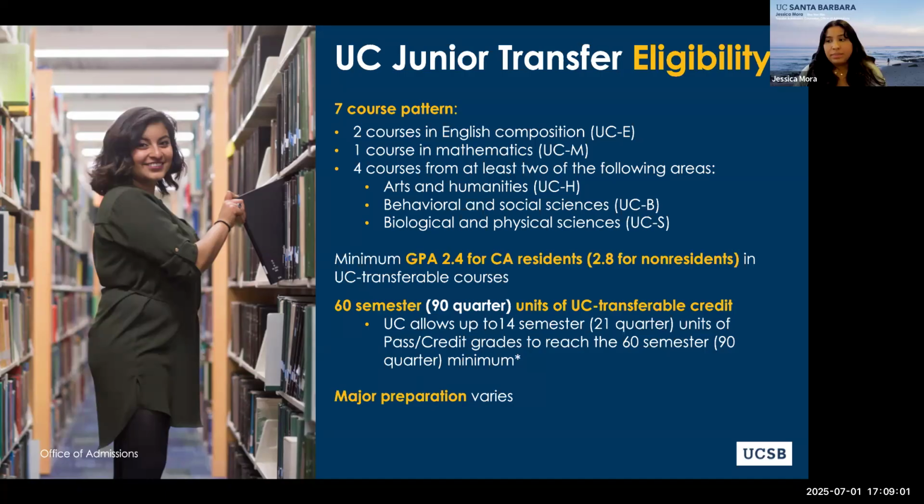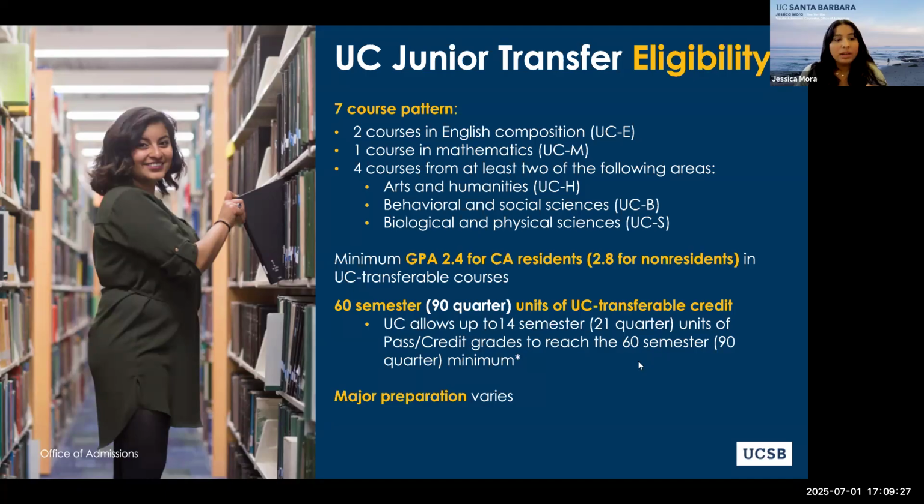Now, of those 60 semester units, sometimes I know I did as a student, I took some classes as pass, no pass. Just keep in mind only 14 semester units can be taken for pass credit in order to reach the 60 semester unit minimum. So if you're taking pass, no pass classes, that is completely okay. You just want to be cautious of how many you're taking and try your best not to take more than 14.